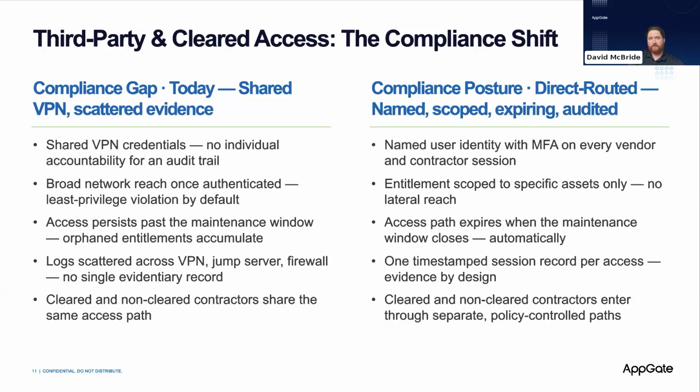Then add broad network reach. Once authenticated, your least privilege access controls are now violated by default. Access that persists past the maintenance window means you've got orphaned entitlements beginning to accumulate. And logs scattered across VPN appliances or jump servers or maybe even firewalls. That means there's no single evidentiary record when the auditor does come looking, and they will come looking.